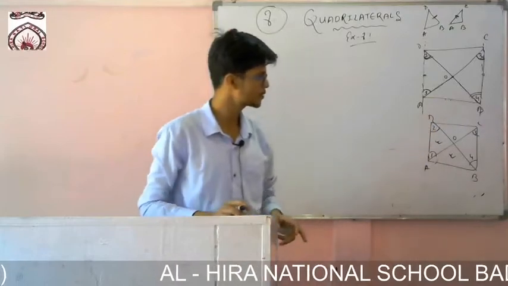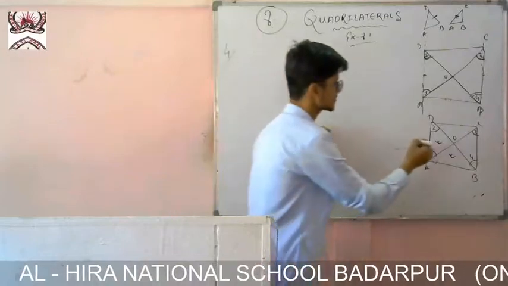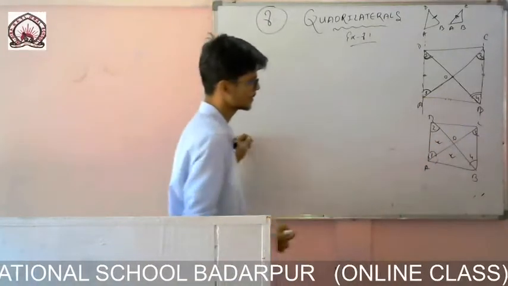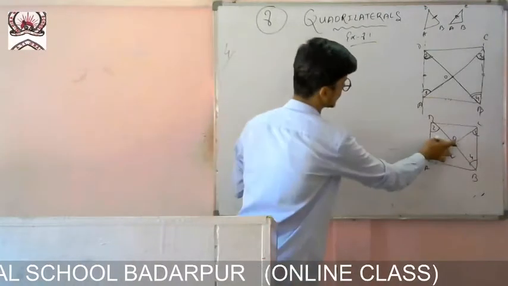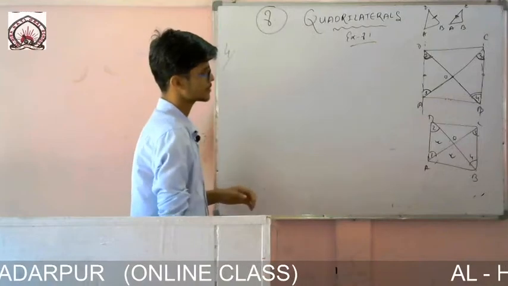AOD is equal to 90 degrees. I have to show that they bisect each other at right angles. That means I have to show that this one is 90, this one 90, this one 90, this one 90. If I can show that these two are 90 degrees, then I can easily write it. Like earlier, it will be the same.